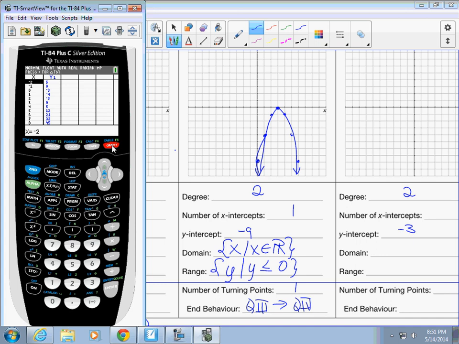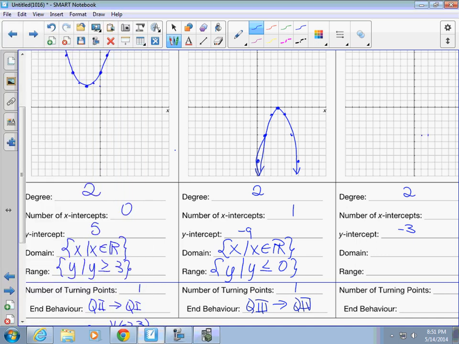So 1, negative 4, oops, that's 2. Here's 1, negative 4. My vertex, or my y was there. I had a point there, and then a point here. And then I would also have a point there. So I could draw my graph. And there you have it.